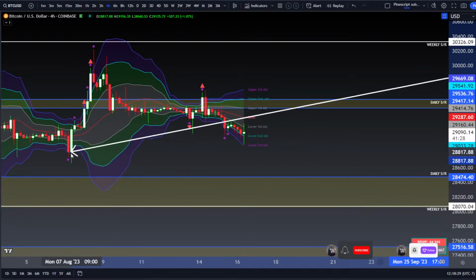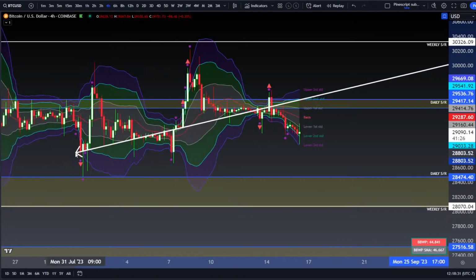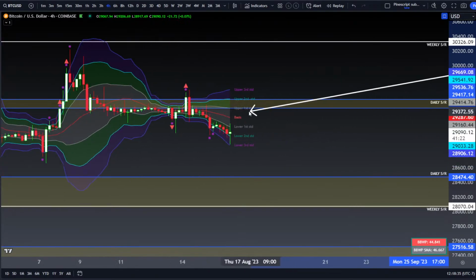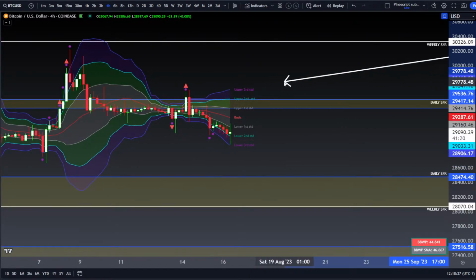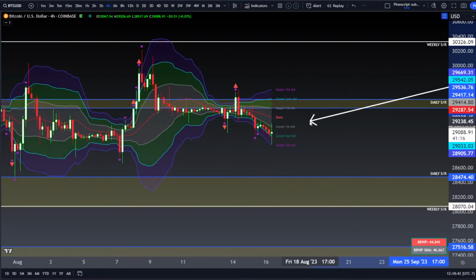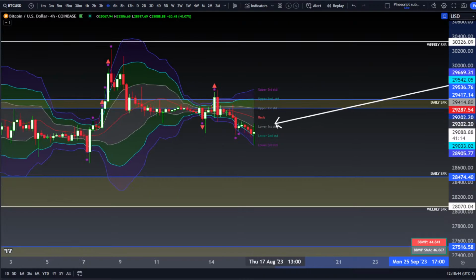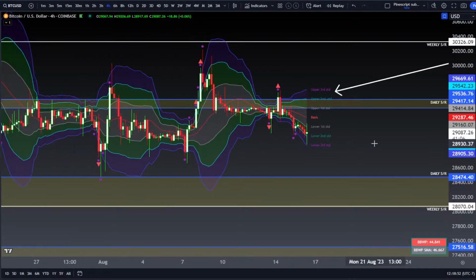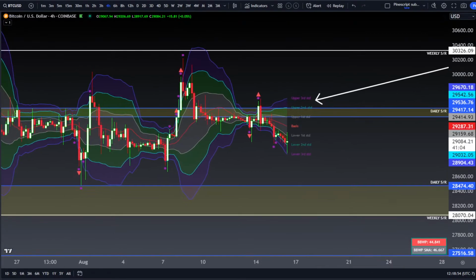Probably down to this next area at 28.8 and under, down to 28.4. To the upside, if we do see the basis on the 4-hour regain, that's around 29,300. That's the basis band on the daily as well. Then I'd be looking for a test back up to 29.4 initially, where the upper first and second are coming in at that overhead resistance, and then come back to it shortly after.